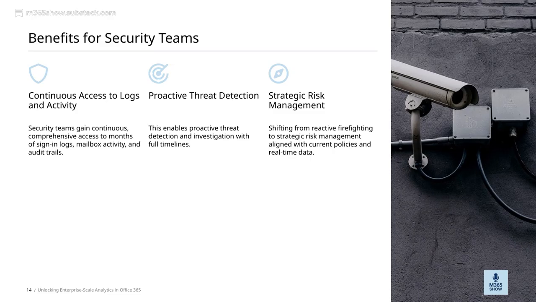By shifting from reactive firefighting to strategic risk management, we're aligning our security efforts with current policies and real-time data. This means we're not just responding to threats after they happen, but proactively managing risks before they escalate. This shift enables us to detect and investigate threats more effectively, with full timelines that give us a clear picture of what's happening and when. It's about being one step ahead, rather than always catching up.